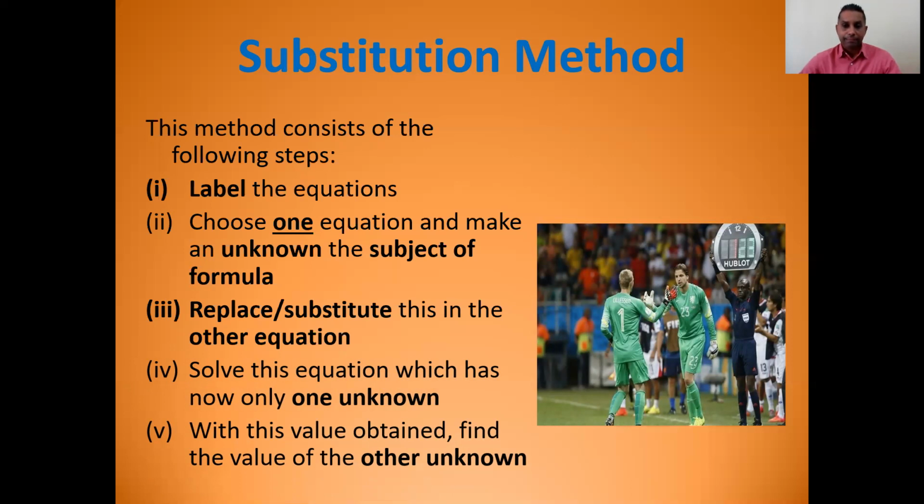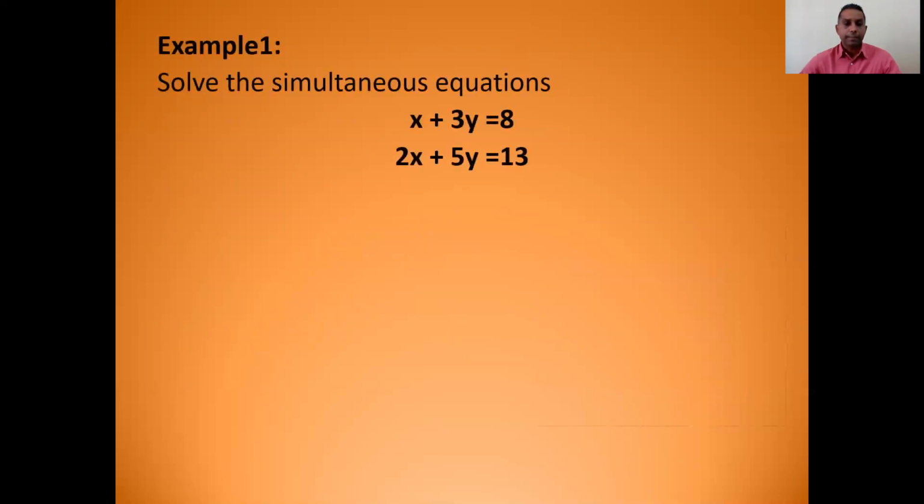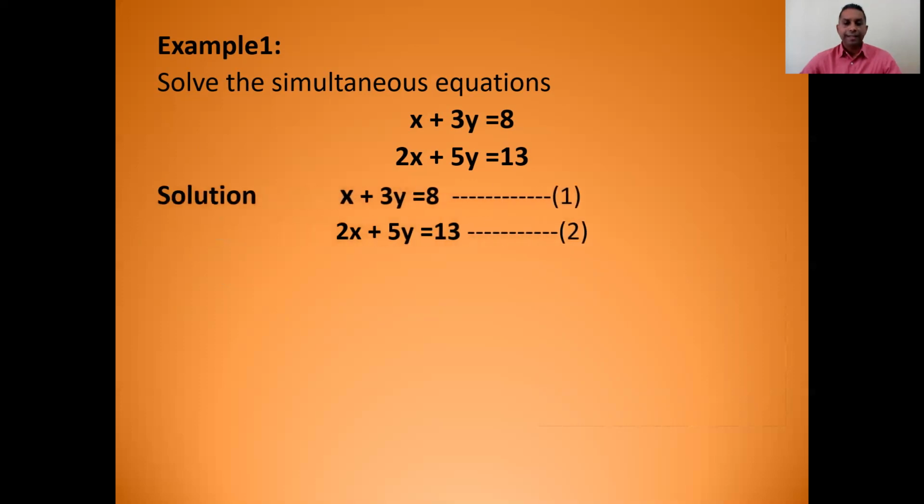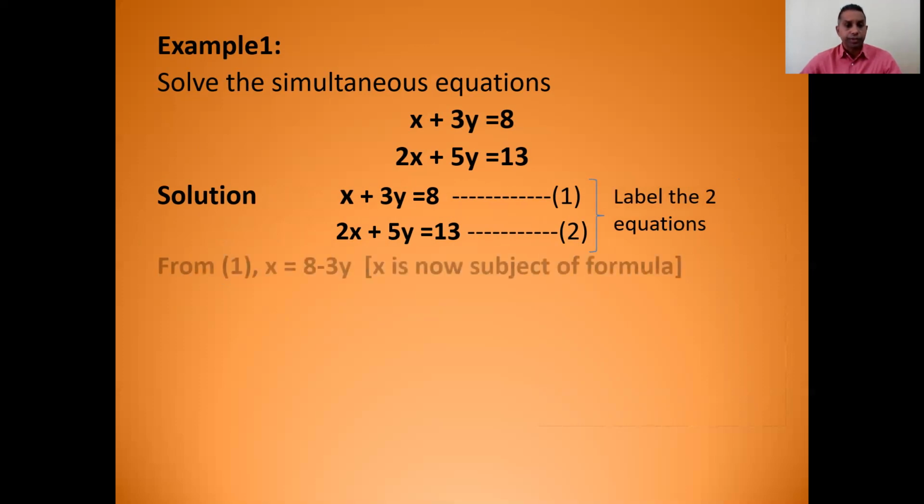Let us take an example to illustrate this substitution method. We are asked to solve the simultaneous equations x plus 3y is equal to 8 and 2x plus 5y is equal to 13. Let us proceed with the solution. The first step would be to label the equations as equation 1 and equation 2. Now, if you have a look at the equations, you will see that from equation 1, x can easily be made subject of formula. And this is actually what we are going to do.